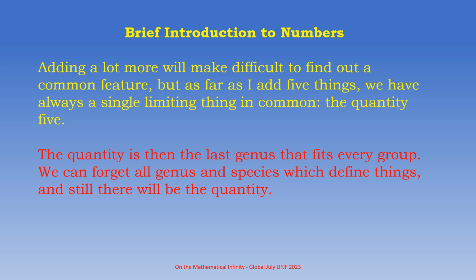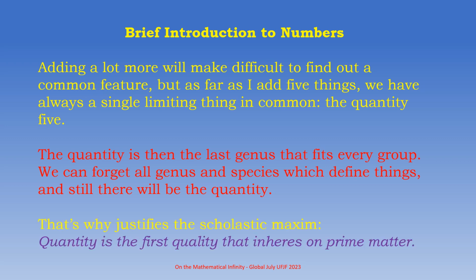Only if you choose a set of 6 elements, okay? But let us suppose that we have a large number of sets. All of these sets will have 5 elements. You may not find anything in common, but you always find the 5, which is the quantity. So we can forget all genus and species, which define the things, like mammals, like fish, like anything. But there still remains a common thing, which will be the quantity itself, the 5 in this case, right?